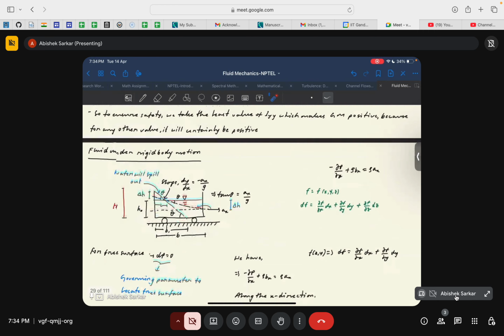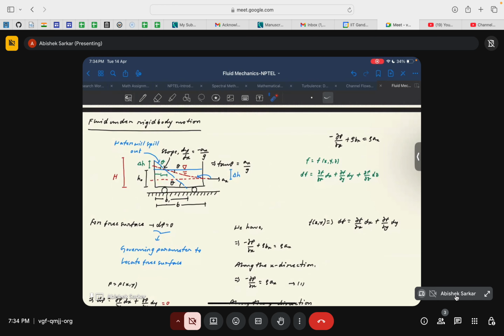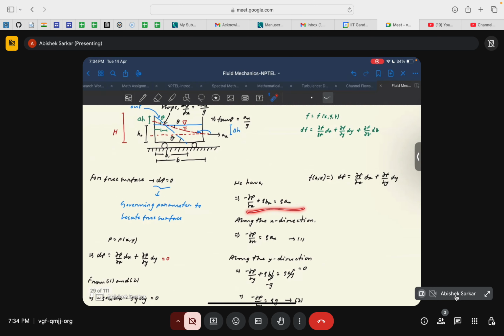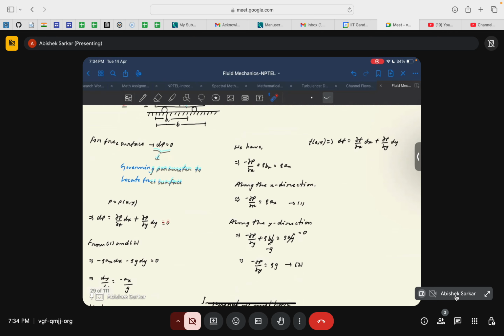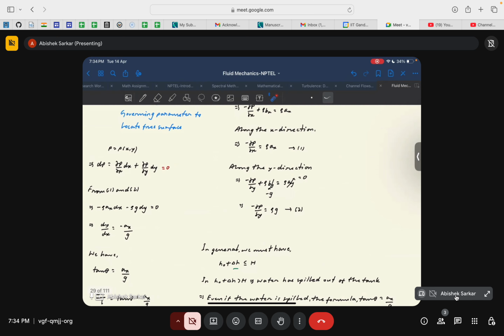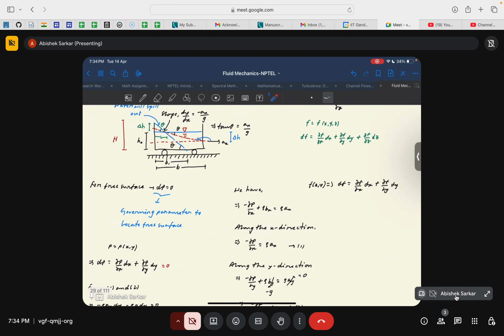Okay, then there was the concept of rigid body motion. We considered Euler's equation of motion and equated it with the definition of the differential of pressure. So we found out how the slope of the free surface of the liquid varies when the cart moves with a certain acceleration. We found out that the slope varies with the acceleration and the acceleration due to gravity.